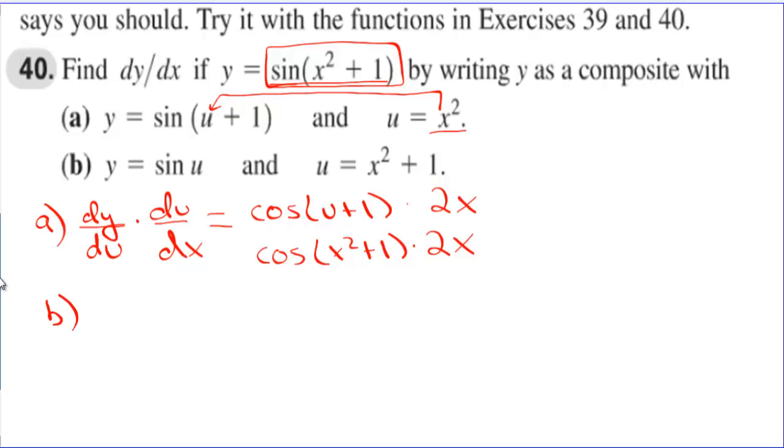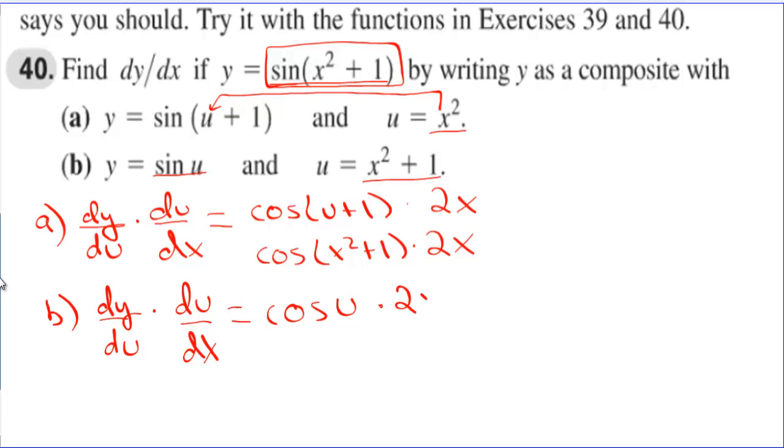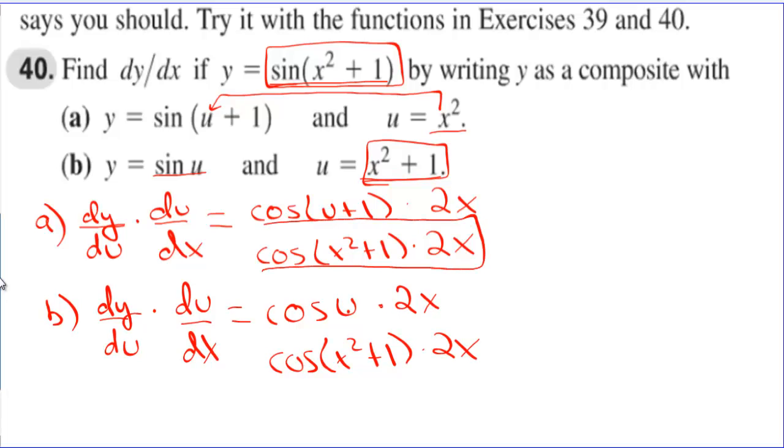Now in letter B, if we do dy du times du dx, do we get the same thing? In this case, we have the cosine of u, and then multiplied times the derivative of the inside would be 2x. Now u in this case is x squared plus 1. So we get cosine of x squared plus 1 times 2x. And in either case, we get the same exact answer for the derivative.